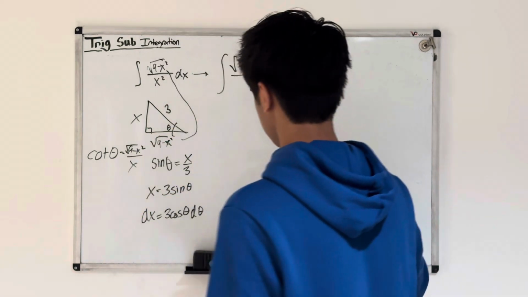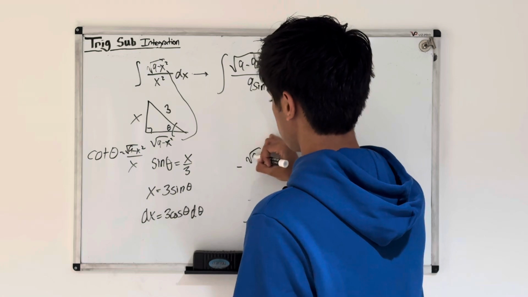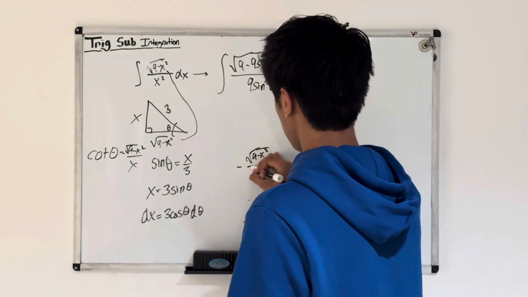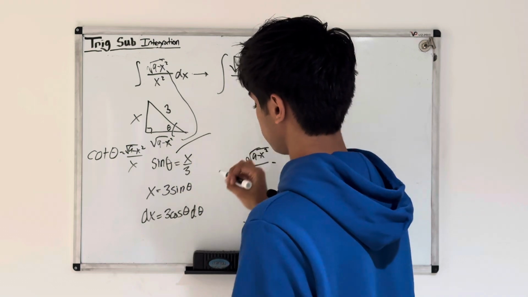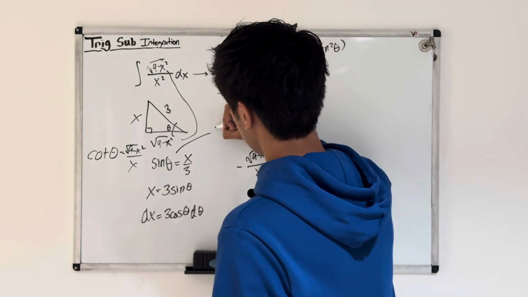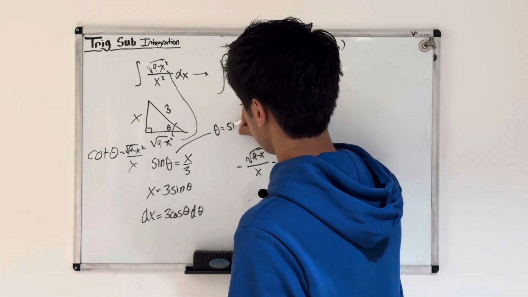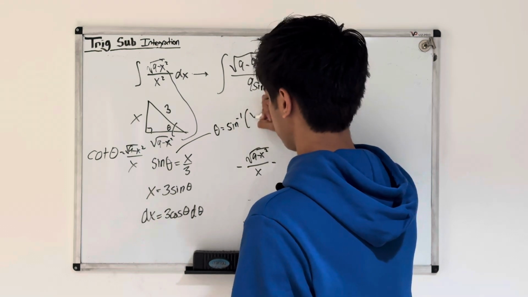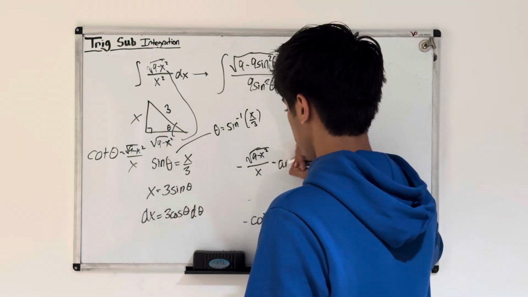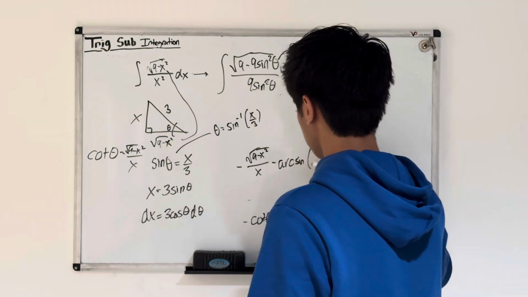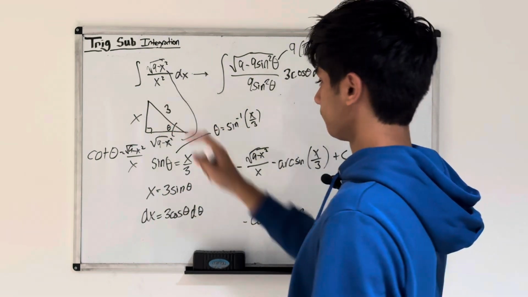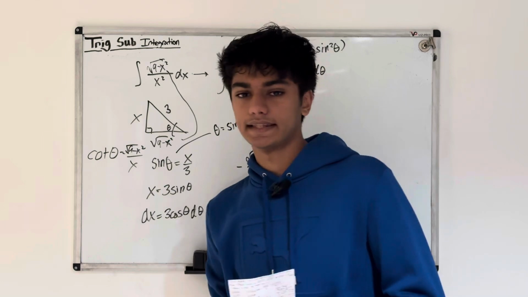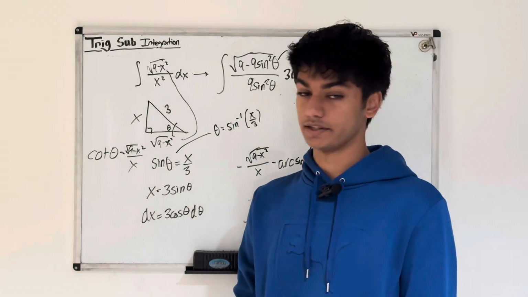So we plug it into there. So it's negative the square root of 9 minus x squared over x minus theta. So we have here sine theta is equal to x over 3. So theta is equal to the inverse sine, or arc sine, of x over 3, minus arc sine of x over 3 plus c, and that's our answer for this integral. And yeah, that's how you do trig substitution for integration.